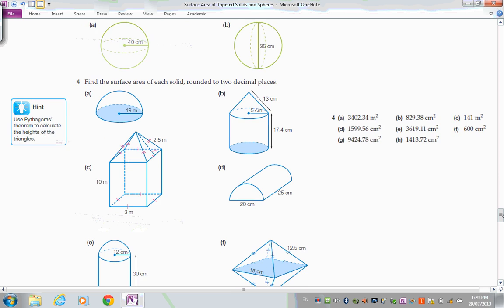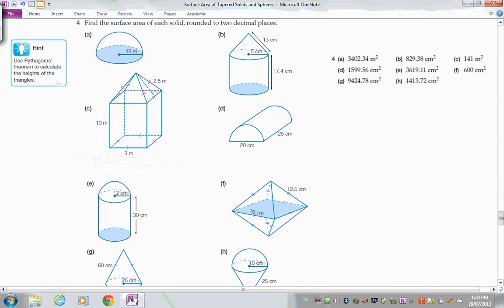Question 4. Quite a few parts in question 4. There's the first few of them. Starting to ramp it up here a bit. Have to be thinking about this curved surface here. What would it be like if you unravelled it? It'd be like a rectangle, unravelled. Think about these, making up your net. Okay, pause it, have a look.